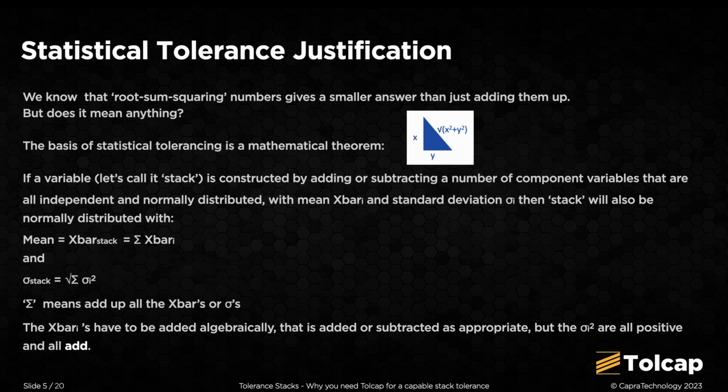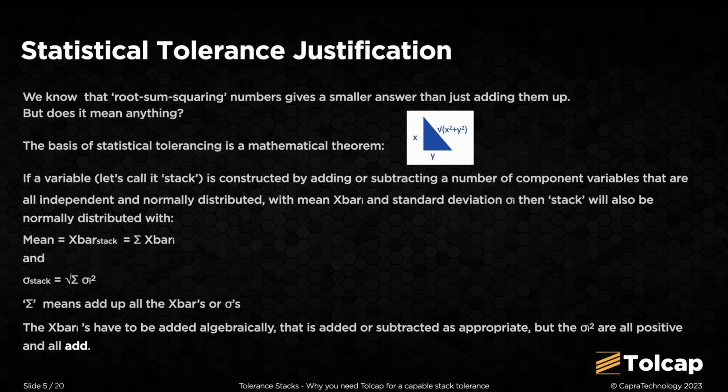Suppose we were to make up a variable, let's call it stack, constructed by adding or subtracting a number of component variables that are all independent, and that means that the value of one of them is not in any way related to any of the others. Let's further suppose that the probability of finding a particular value for one of these component variables obeys a normal or Gaussian distribution, and the variable i has a mean x bar i and a standard deviation sigma i.